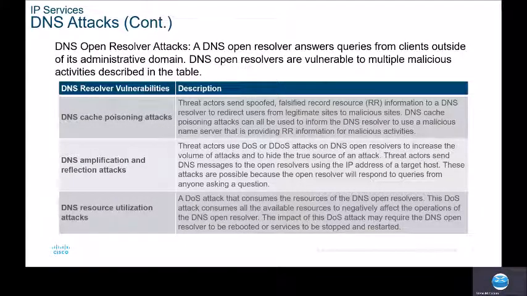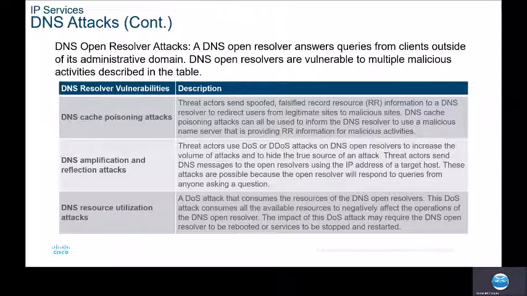So the open resolver attacks. A DNS open resolver answers queries from clients outside of its administrative domain. These open resolvers are vulnerable to multiple malicious activities described in the table. So DNS cache poisoning attacks: a threat actor sends spoofed, falsified resource record information to a DNS resolver to redirect users from legitimate sites to malicious sites. DNS cache poisoning attacks can all be used to inform the DNS resolver to use a malicious name server that is providing RR information for malicious activities.